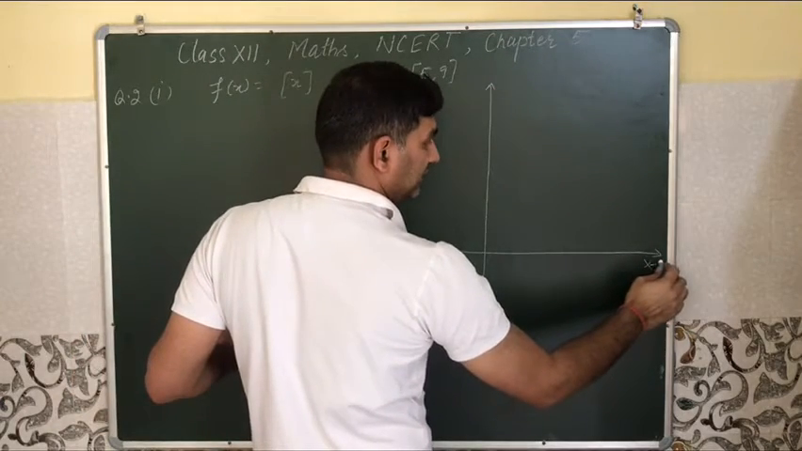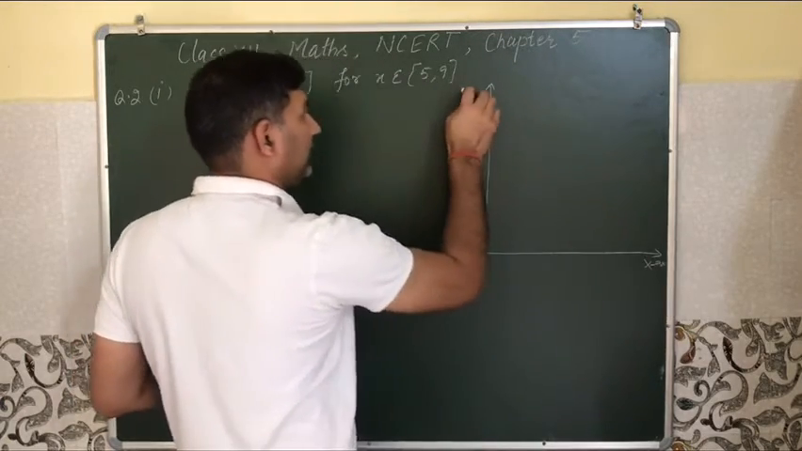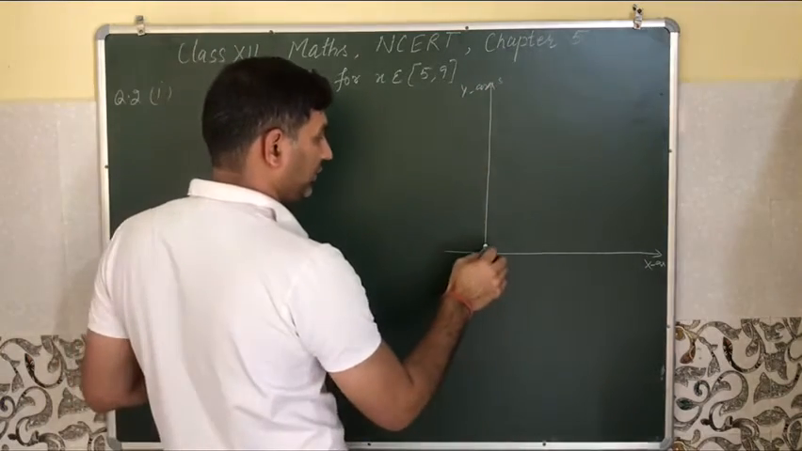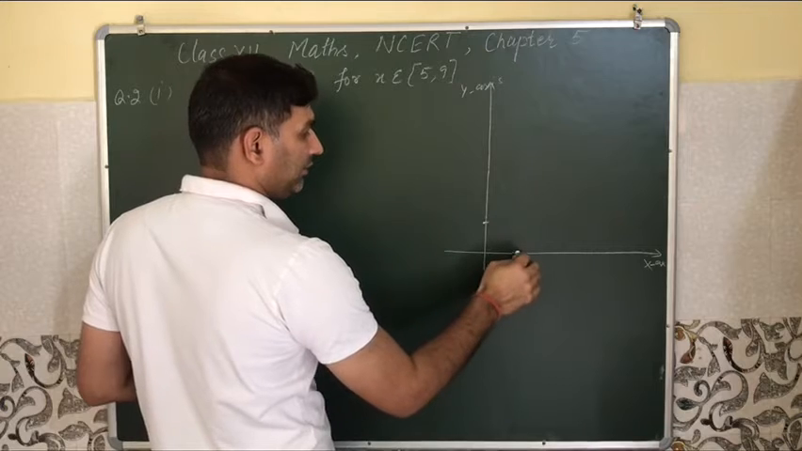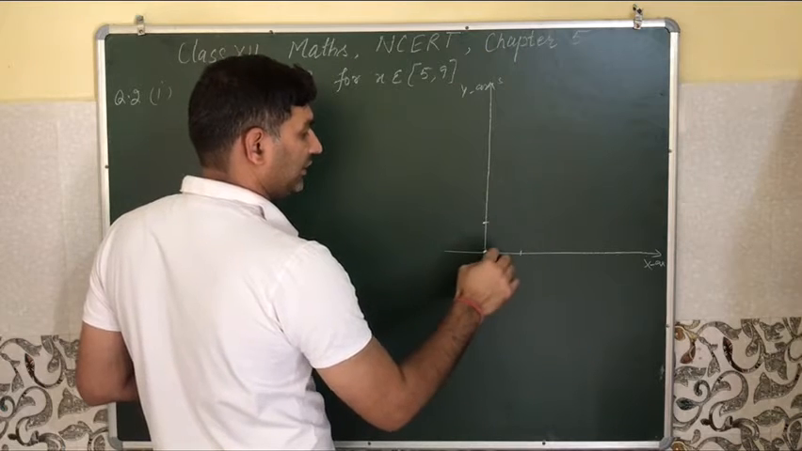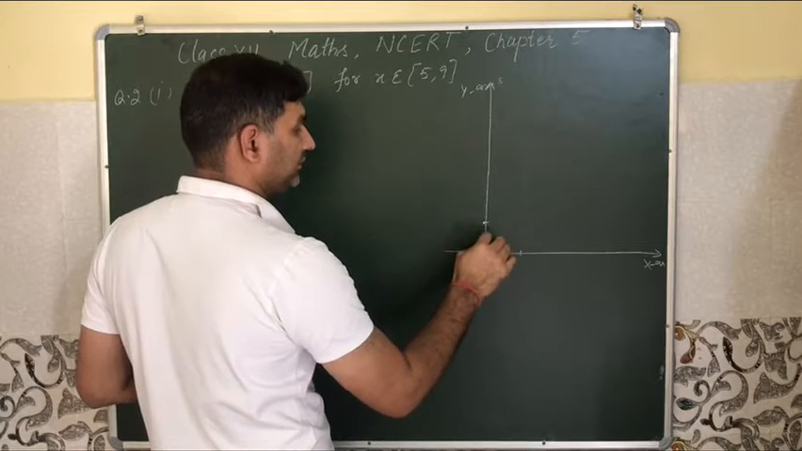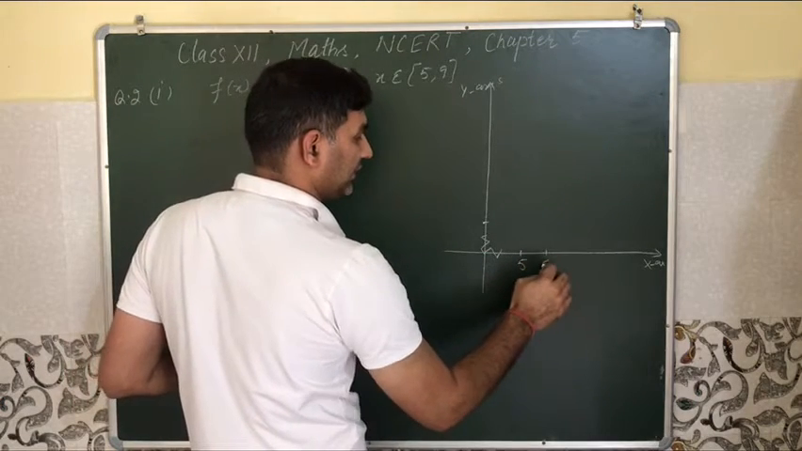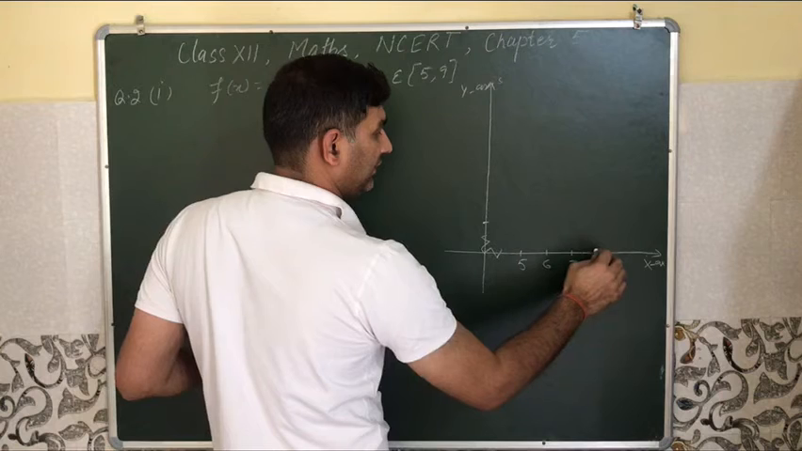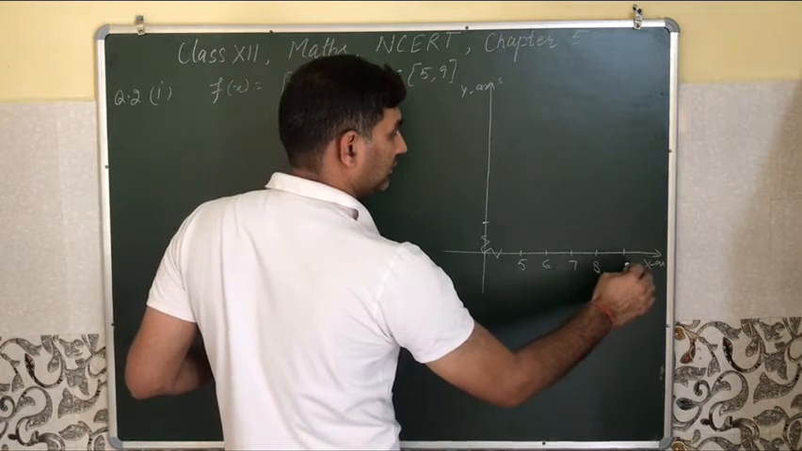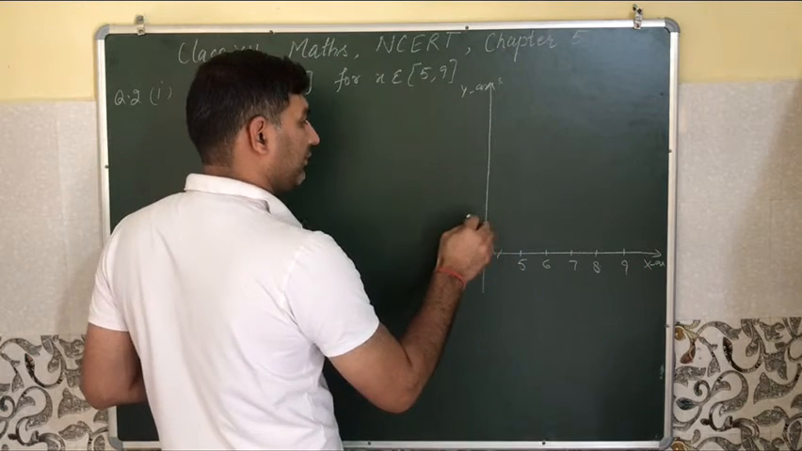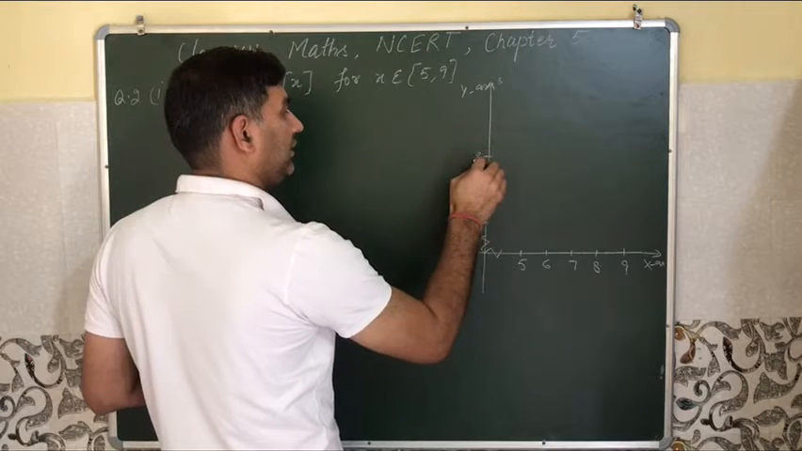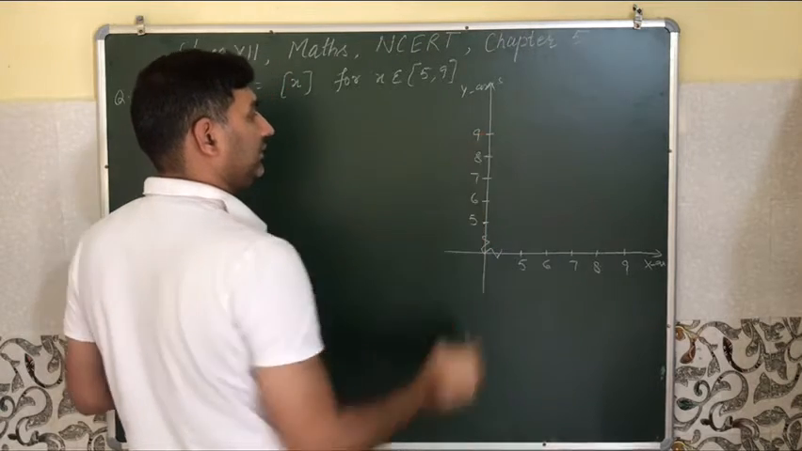This x-axis and this y-axis, and then this 1, 2, 3, I am leaving these points here. This, we will start from 5. This 5, 6, 7, 8, 9.